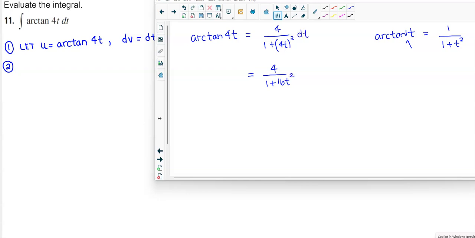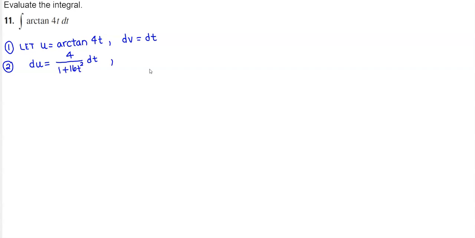Now, since we're taking the derivative, we have to make sure we apply the dt. So therefore, there is the derivative of the arctangent of 4t. So let's go ahead and write that in here now. So du is going to equal 4 over 1 plus 16t squared dt. Okay, and so now if we want to find out what v is, well, the antiderivative of dt, or 1 dt, is just going to be t.